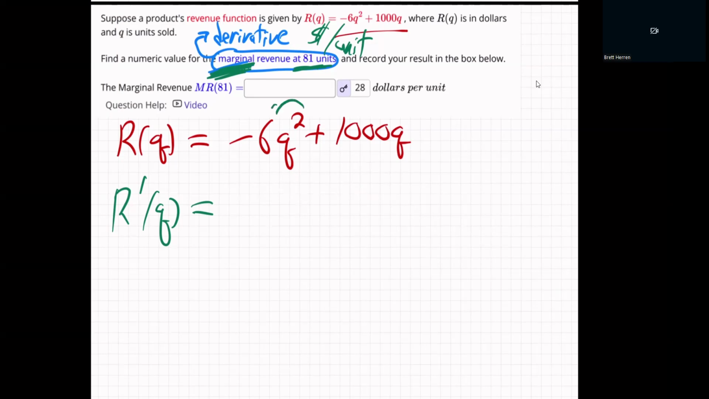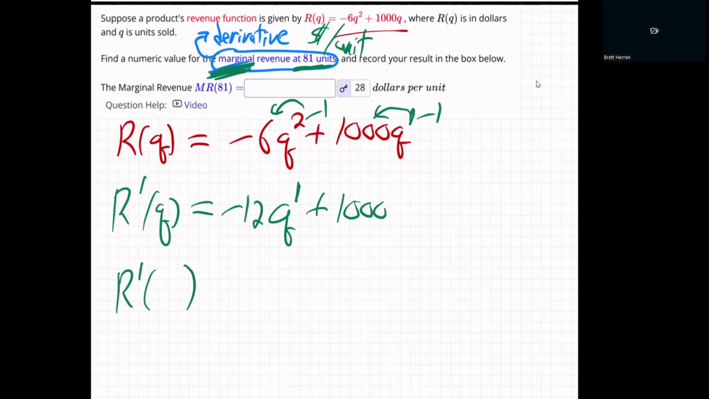So let's take the derivative. Multiply that down there, minus 12Q, subtract 1 from the power to the first. Plus, this is a 1 invisible power, multiplies down there, 1,000. Subtract 1, it's 0, it's gone. So there's the derivative. Now we're going to take that derivative and plug in what they said, 81 units. Put in 81. Let's see what we get.